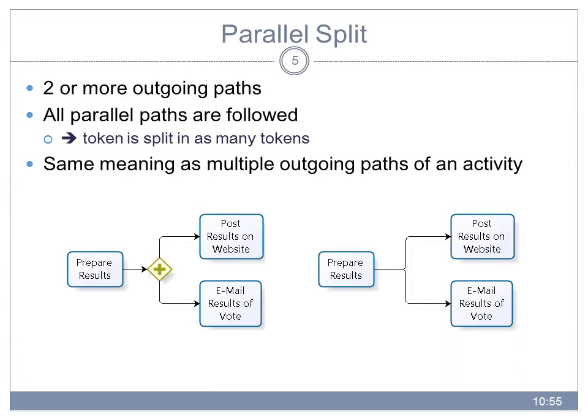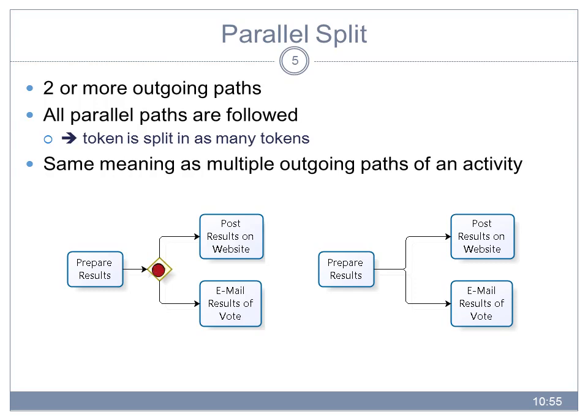The last type of gateway is a parallel split. The parallel split also has two or more outgoing paths, but in this case all parallel paths are followed, so it means that your token will be split into as many tokens as there are outgoing paths.